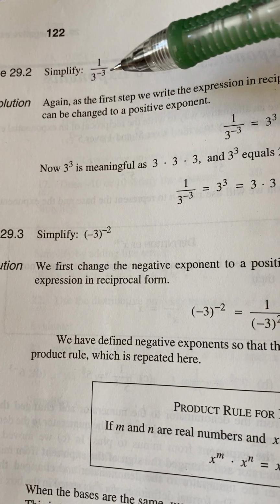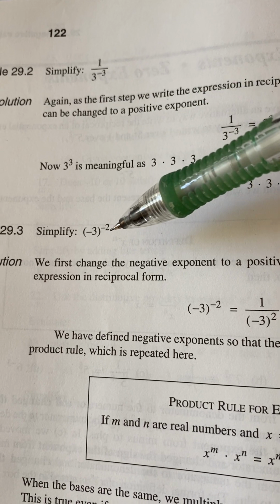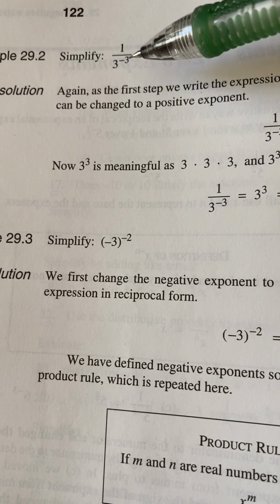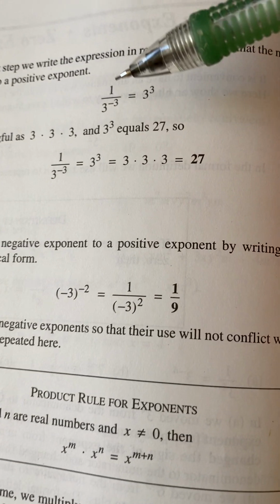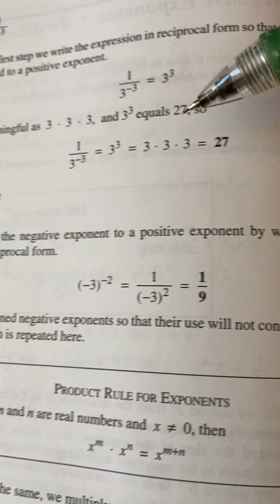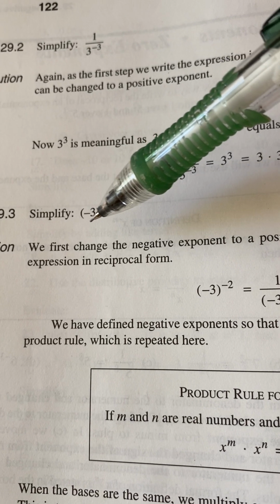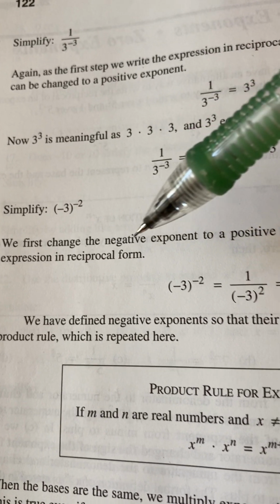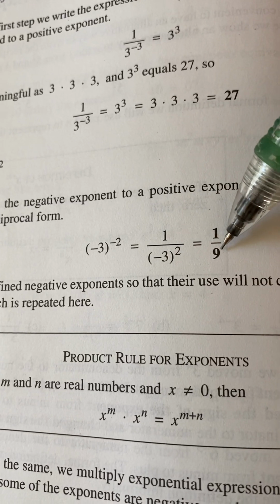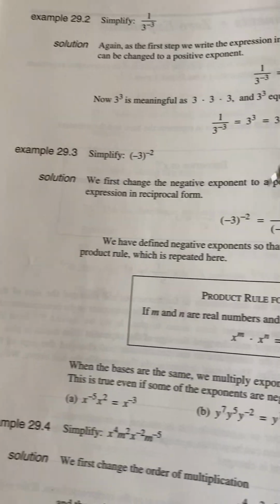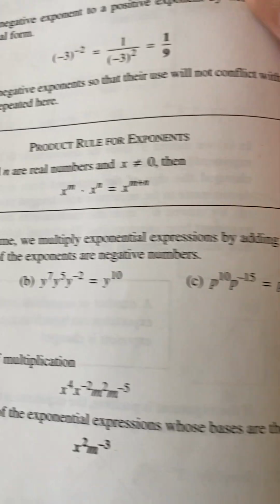So I would recommend that you look at these two examples very carefully. Negative exponents do not give you negative answers, but you can have a negative exponent and the base is also negative, so then you have to take care of that and just be conscious of that.